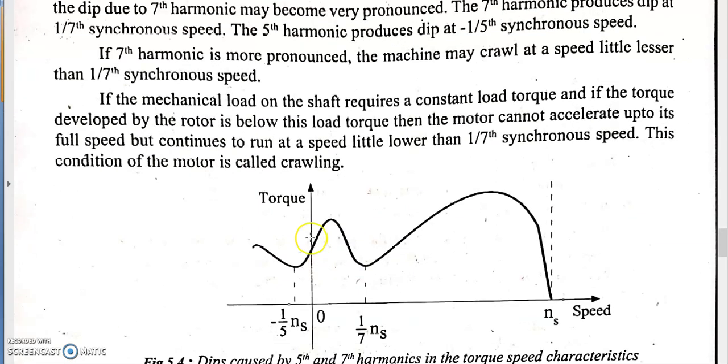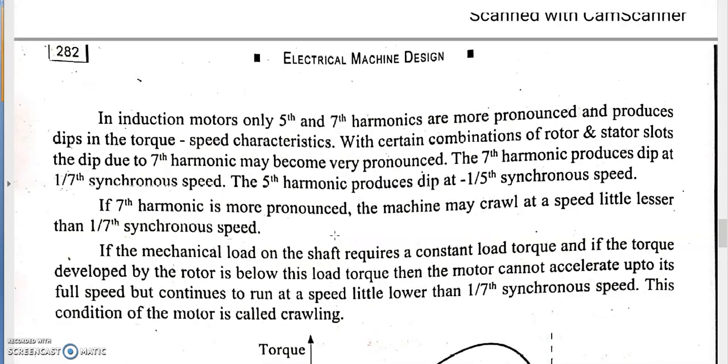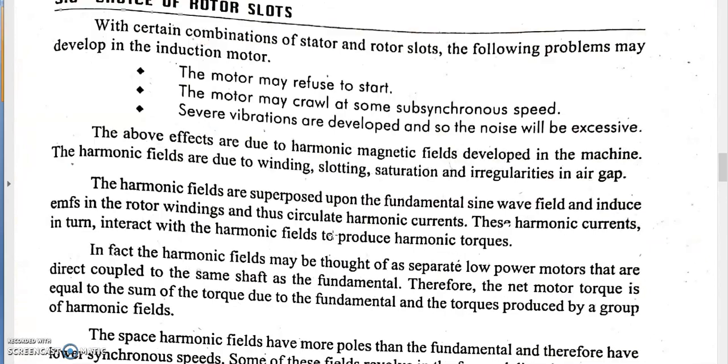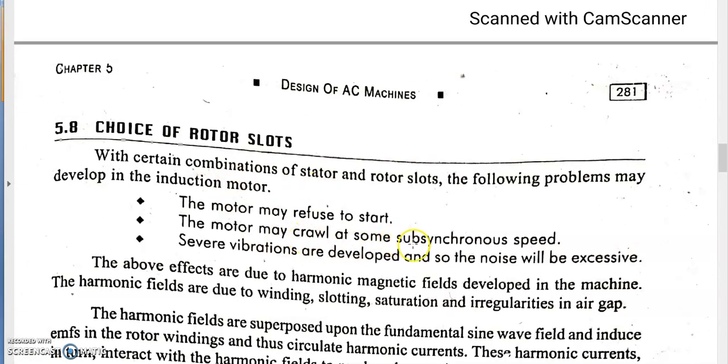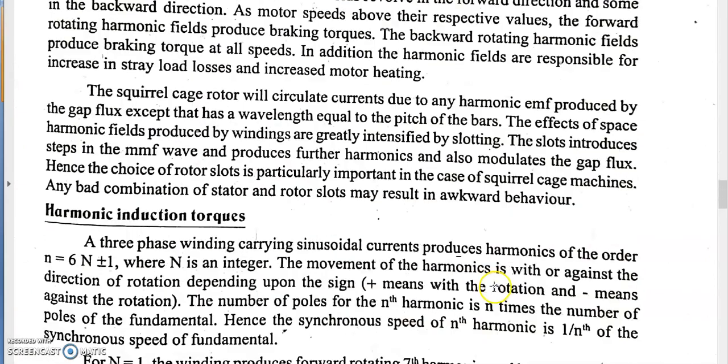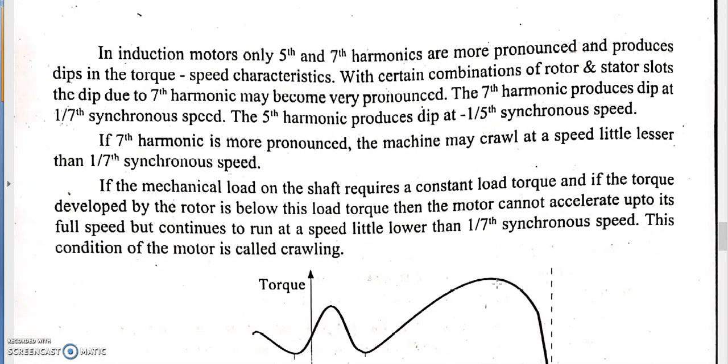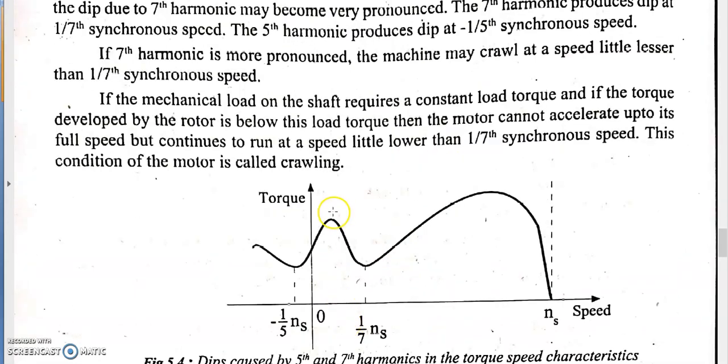So what will happen is, the harmonic torque is produced so that the motor can operate only at low speeds. So this phenomenon is represented as crawling. So this factor is given here actually. So the motor may crawl at some subsynchronous speed. So if a seventh harmonic component is present due to improper combination of stator and rotor slots, crawling may occur.